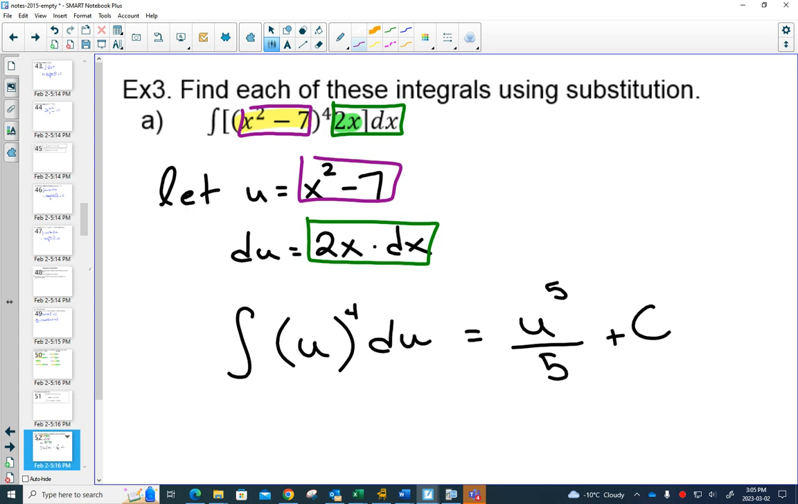So now what do we do as our final answer? Once we've done the integral easy with u, you can now substitute back. u was x squared minus 7. And we would have x squared minus 7 to the power of 5 divided by 5. You can check, take the derivative of that. You see that your 5 would come out in front and cancel with the 5. Subtract 1 from the exponent, you get a 4. Multiply by the derivative, it matches up perfectly with what we had to begin.